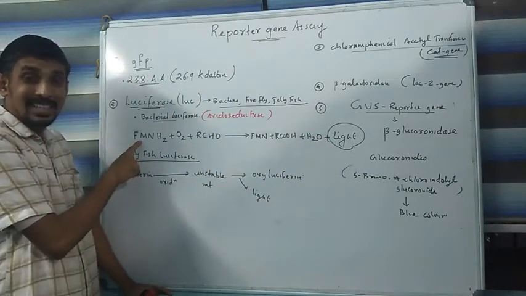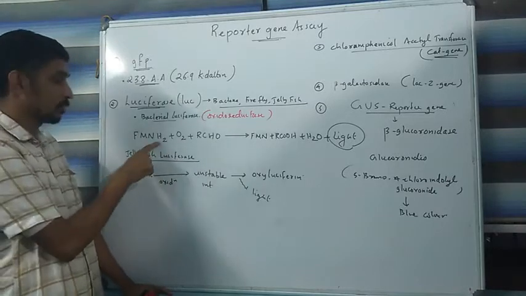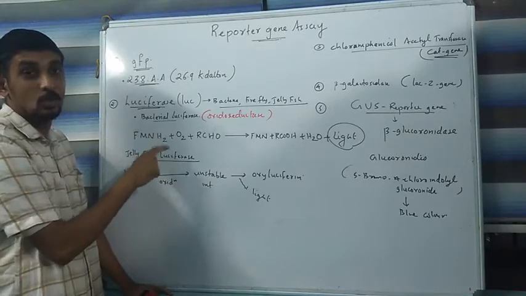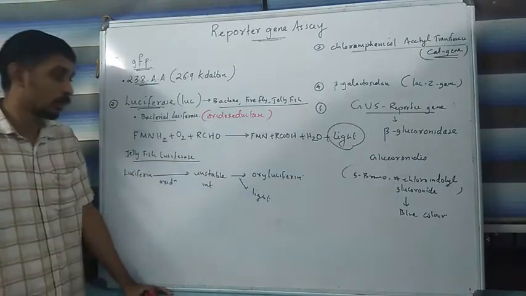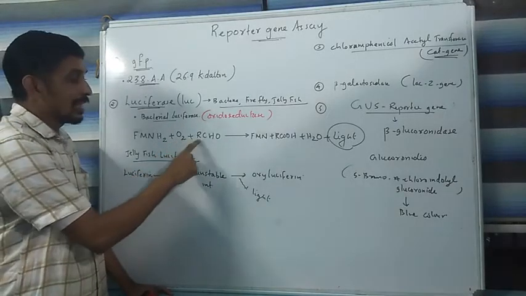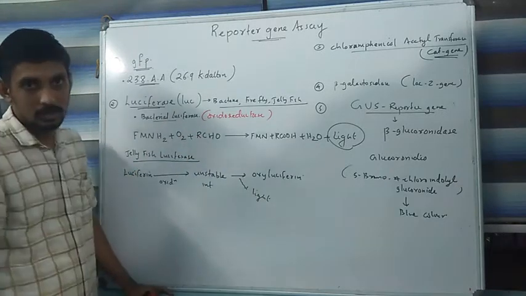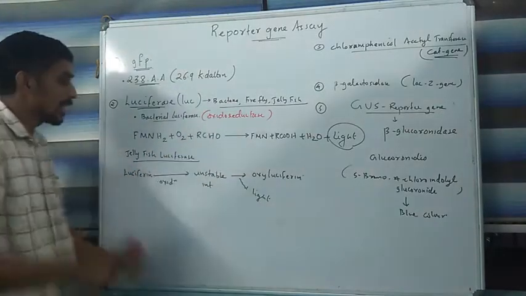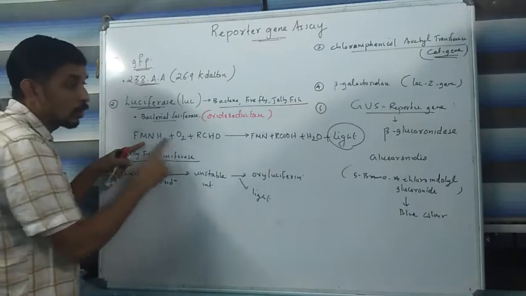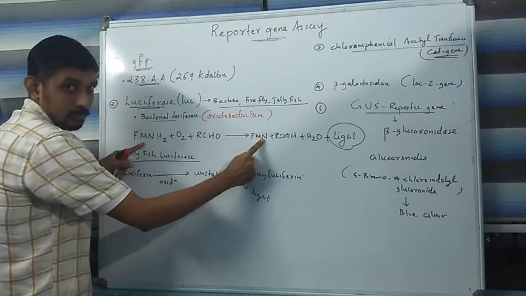Here, this is FMNH2, flavin mononucleotide in its reduced form. It reacts with molecular oxygen and an aldehyde, CHO, in the presence of bacterial Luciferase. So this bacterial Luciferase converts this reduced form of flavin mononucleotide into an oxidized form of flavin mononucleotide.